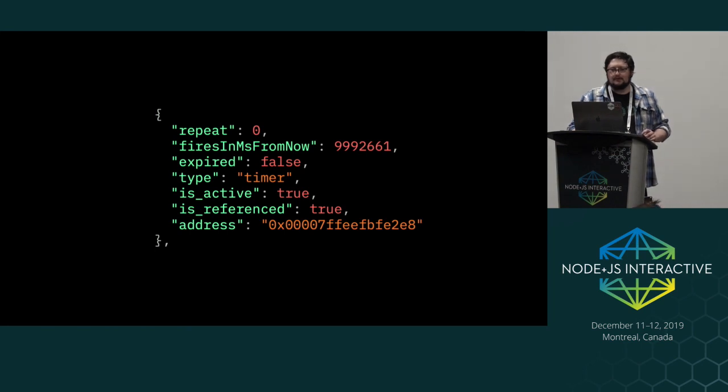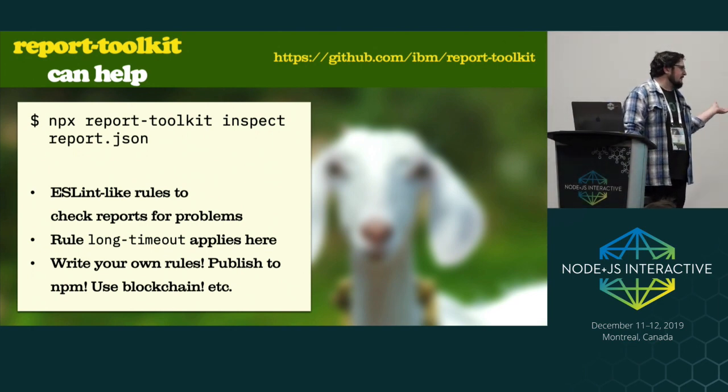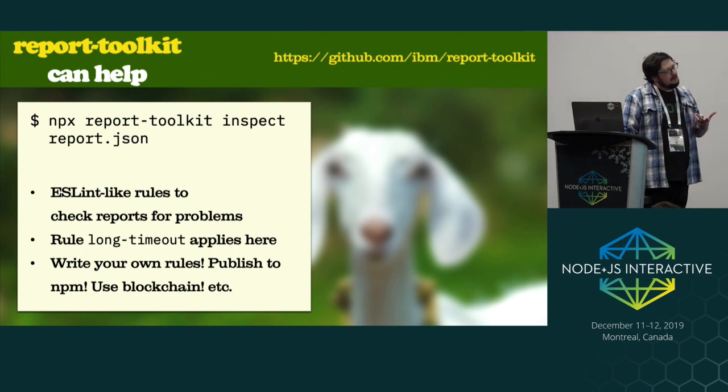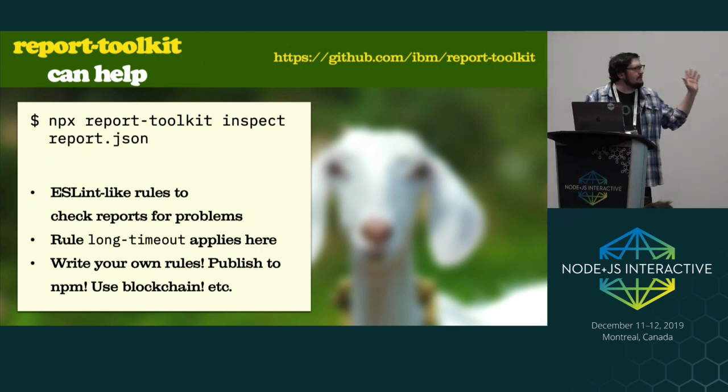So Report Toolkit, if you don't know where to look, can do this sort of thing for you. It has this inspect subcommand, and this is the thing I think is really neat. There are these rules, they're heuristics, just algorithms or functions that accept a report file, and the function examines the report file and decides what to do. There are built-in rules. One of these happens to be the long timeout rule, which will look for this very situation in your report file. You could run this on any report file really, and it'll see, is there anything fishy going on here?